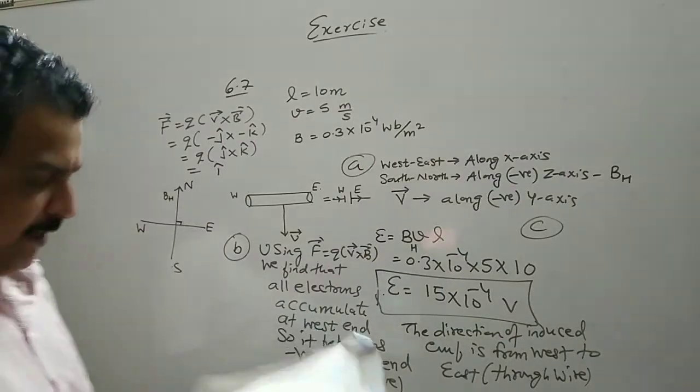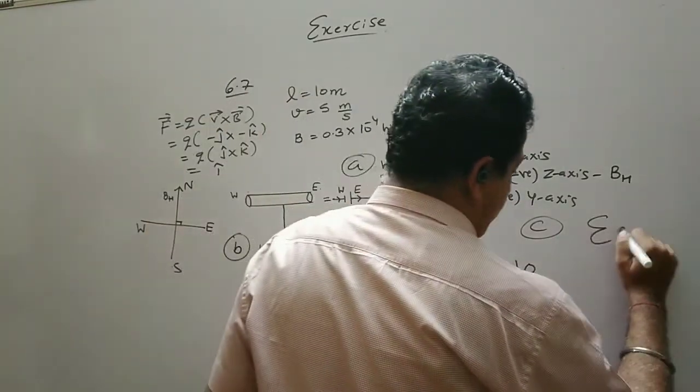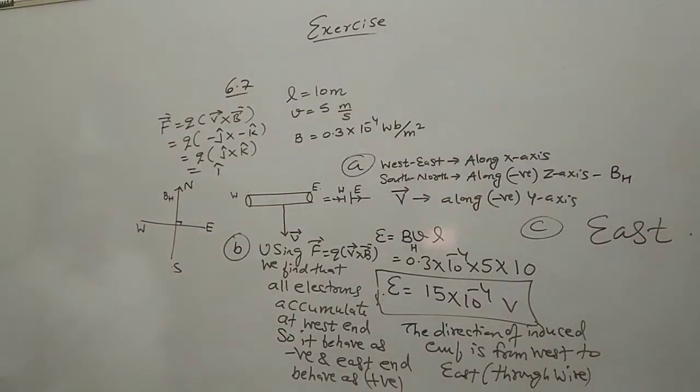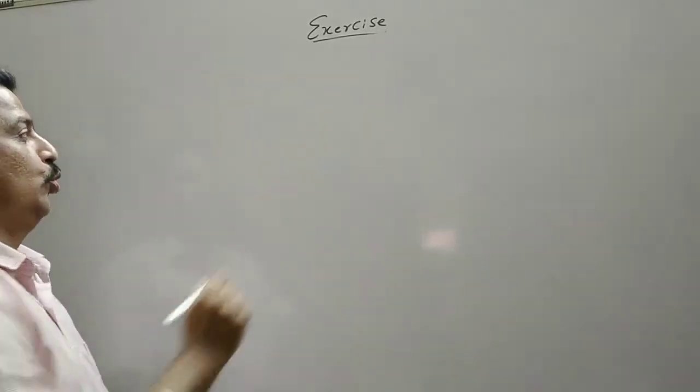Which end of the wire is at higher potential? So clearly all the positive charge will accumulate at the east end. So east will behave as a positive end or a positive terminal. Now see question number 2.